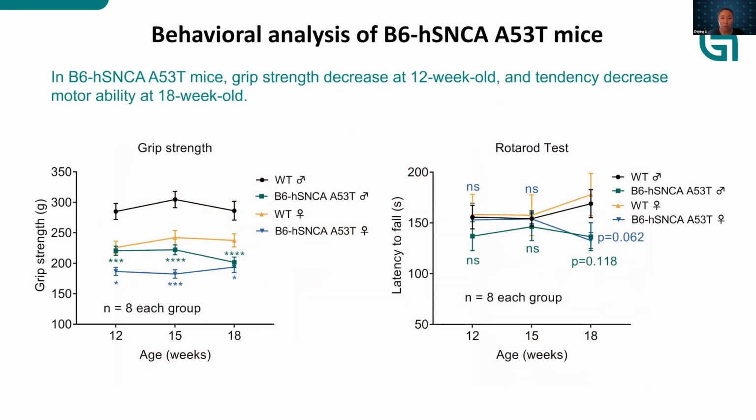We also ran a few simple behavioral tests using these mice. On the left side is the grip strength, showing the muscle strength of the animal. We have been looking at female and male, and they seem to have lost muscle strength when they are 12 to 18 weeks of age. On the rotarod test, they don't seem to have a very profound imbalance or loss of endurance yet. However, the trend is there among 18-week-old animals.